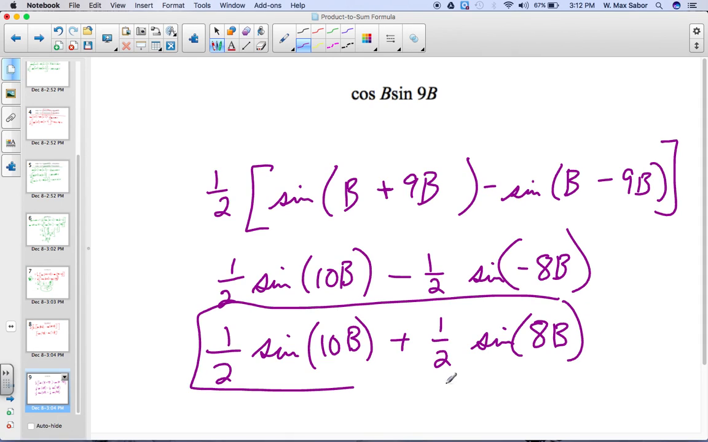And this will be our preferred final answer. So that's how we can apply the product to sum formula.